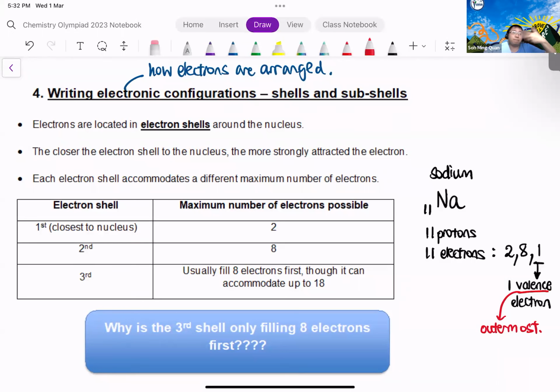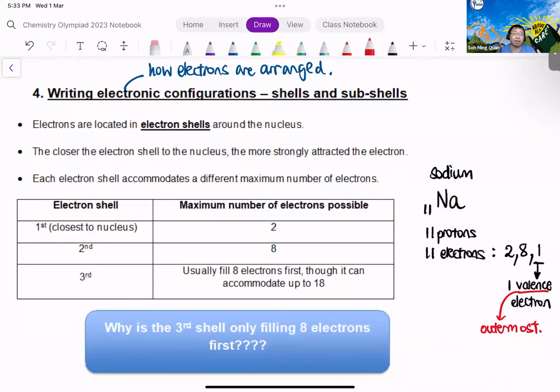So you can repeat this analysis for, say, magnesium, calcium. Okay, and that's what you have been doing in class, right? You've been writing out the electronic configurations, making use of these rules. First shell, 2 electrons. Second shell, maximum 8. Third shell, also maximum 8. However, as we will see today, actually the third shell can accommodate up to 18 electrons.